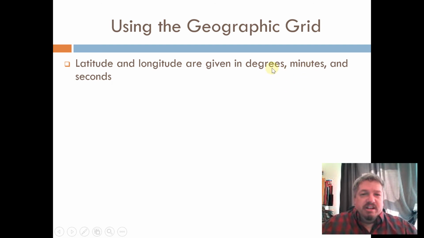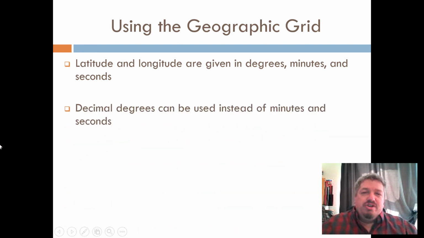So you could be really specific and say that I am at 45 degrees, 54 minutes, and 33 seconds north. And it's just like saying that instead of saying you are 5 feet tall, you are 5 feet, 2.5 inches tall. So it just gives you more precision.